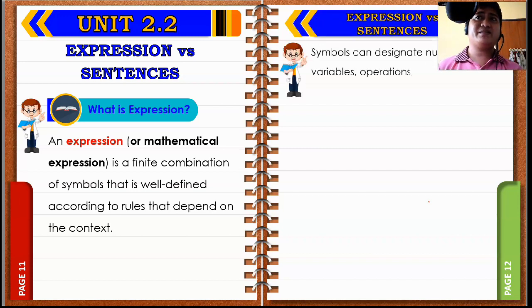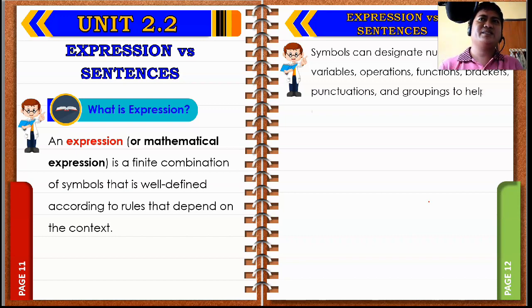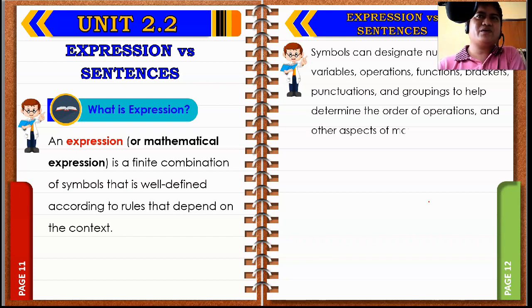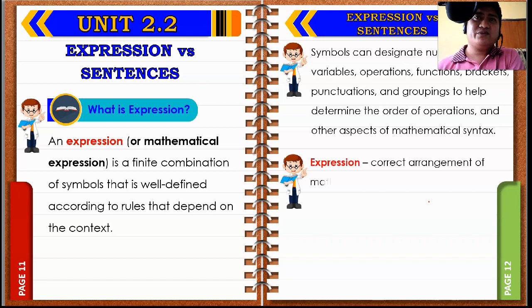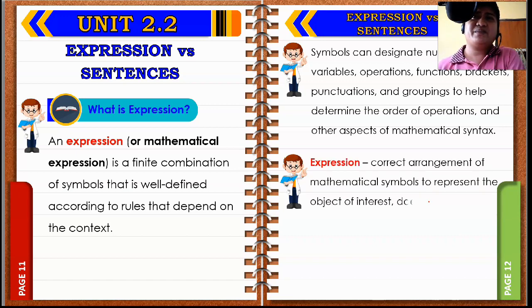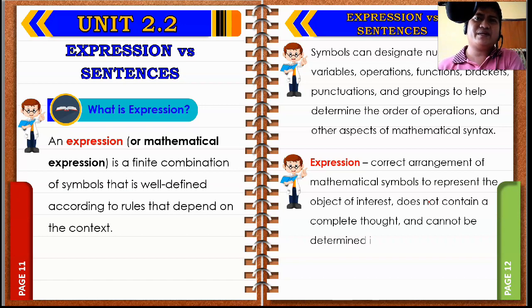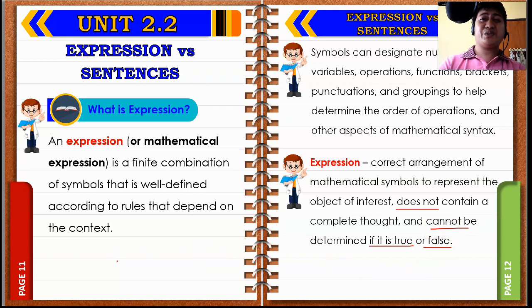Symbols can designate numbers, variables, operations, functions, brackets, punctuation, and groupings to help determine the order of operations and other aspects of mathematical syntax. So an expression is a correct arrangement of mathematical symbols to represent the object of interest. Take note: an expression does not contain a complete thought, and therefore it cannot be determined if it is true or false.